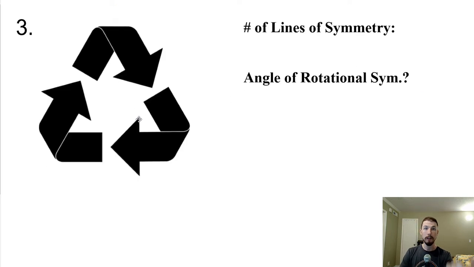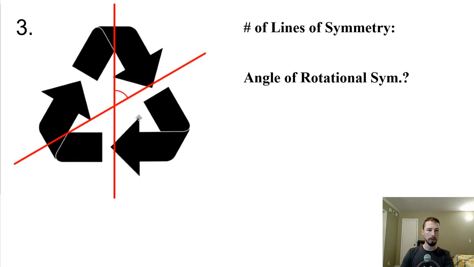Number 3, like this one, equilateral triangle for our lovely recycling symbol. So first one that we have here is there, and then we have this one here, and then we would have another line of symmetry going across here.